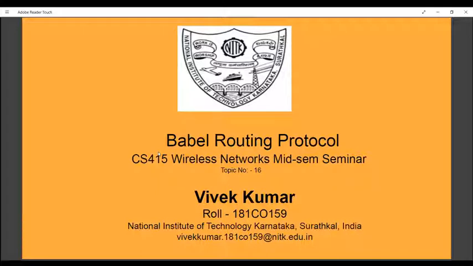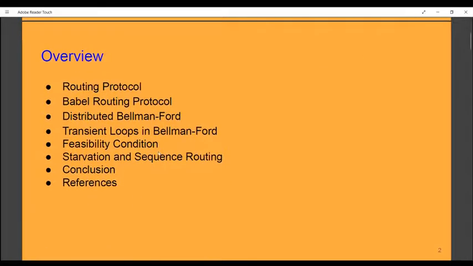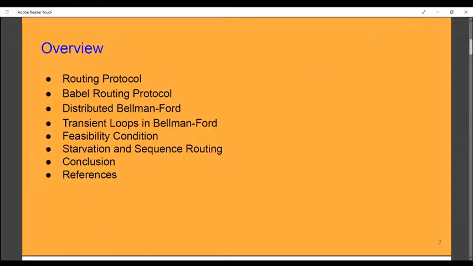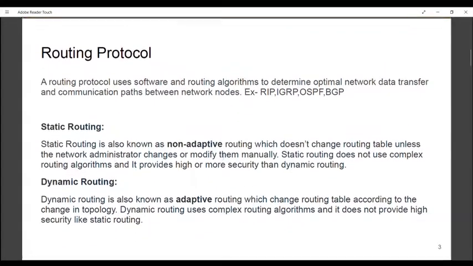So in this slide you can see the topics that I will be covering: routing protocol, what exactly is Babel Routing Protocol, how the distributed Bellman-Ford algorithm works, what is a transient loop in Bellman-Ford, how the feasibility condition works and why we need it, what is starvation, and how we solve starvation using sequence routing. So these are the topics I will be explaining. So let's start with routing.